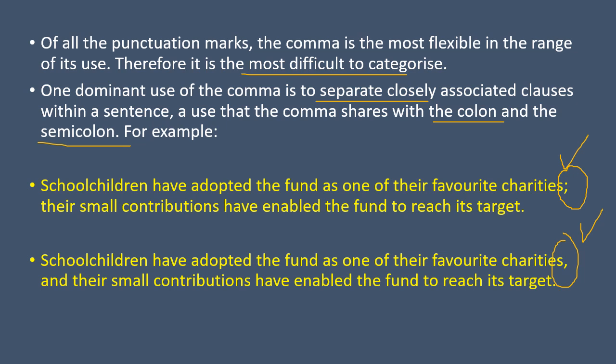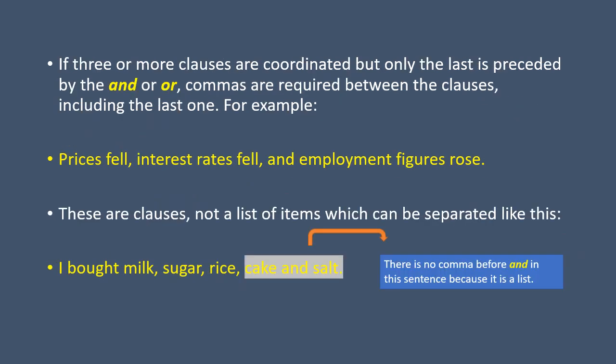Now if you use a comma here, then it's better to use and. Okay, or simply you can separate this sentence either using a semicolon or using a conjunction. So this is a conjunction here. Now because this is a very closely associated clause, it's better to use a comma before and. So this is one use. Let's see the next one.